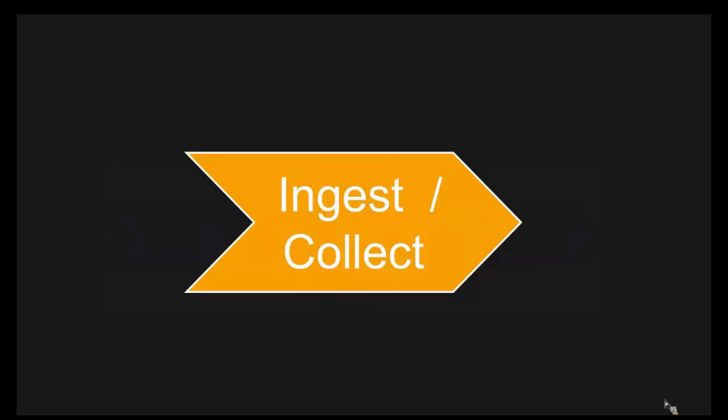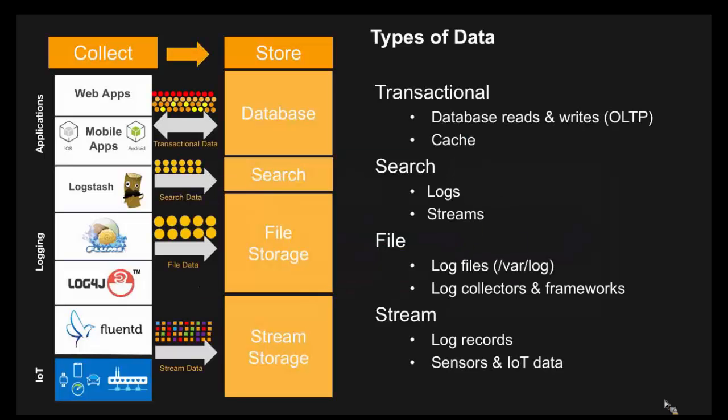So now let's get into the ingest or the collect phase. In the collection stage, you will potentially have applications or logging frameworks, or more recently, IoT gateways, Internet of Things gateways, that may be sending data. Typically, when I look into these applications, there are 3 or 4 types of data here. One, transactional data, file data. So file data and streaming data, those are the predominant data types.